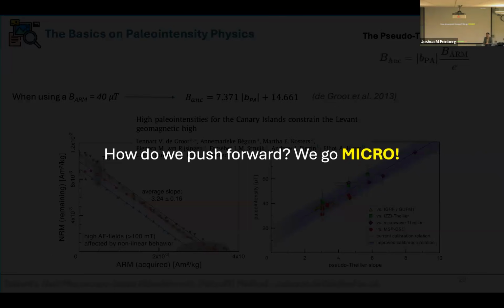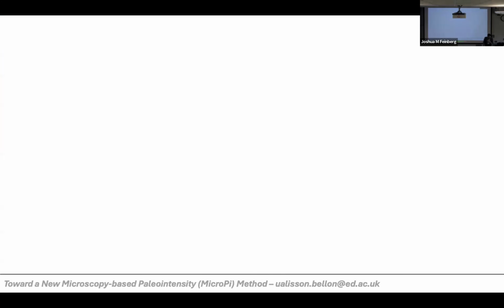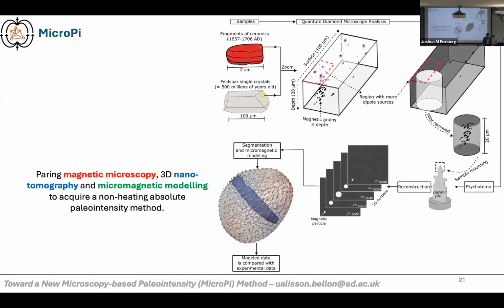And to do that, we go micro. So in here, like Richard and Frank, I am a bit of a micro lover. And the idea behind the MicroPI project is that we could pair magnetic microscopy, nanotomography, and micromagnetic modeling to answer all of those questions.